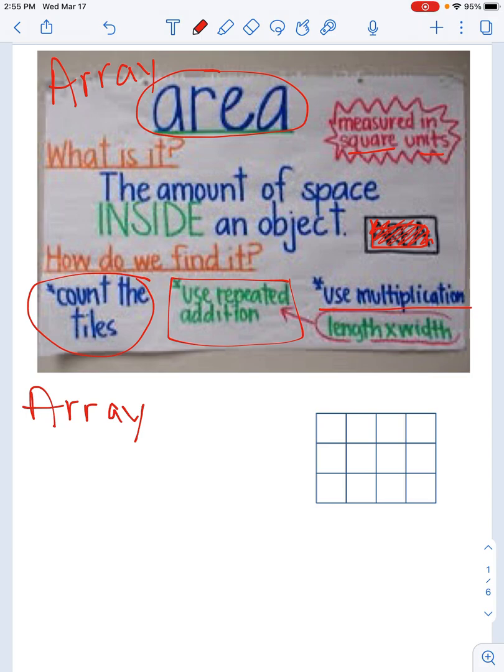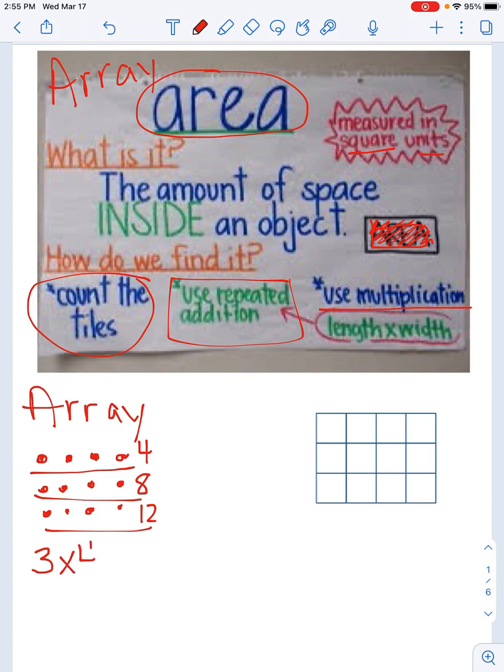When we use an array to find the answer to a multiplication problem, we use dots. So I might have 3 rows of 4, and I would draw that array like this: 3 groups of 4. Here's one group of 4, here's another, here's another. Then I could count them: 4, 8, 12 altogether. I have 12 dots, so I know that 3 groups of 4 equals 12. That's an array. That's what we've learned earlier this year.